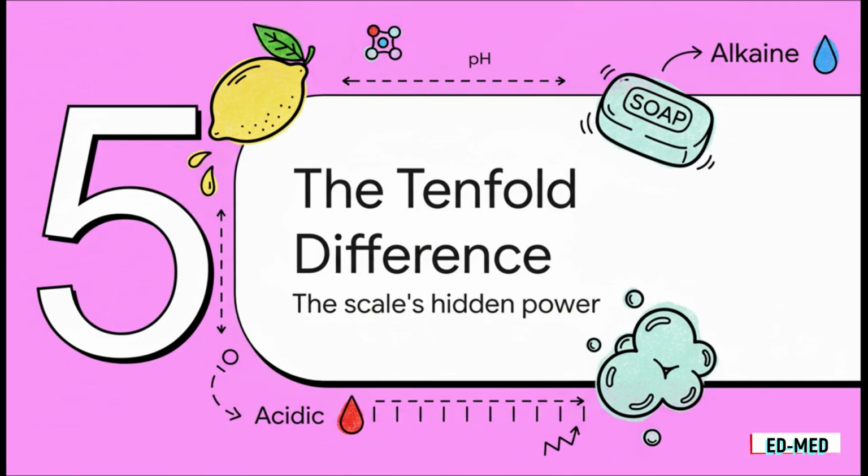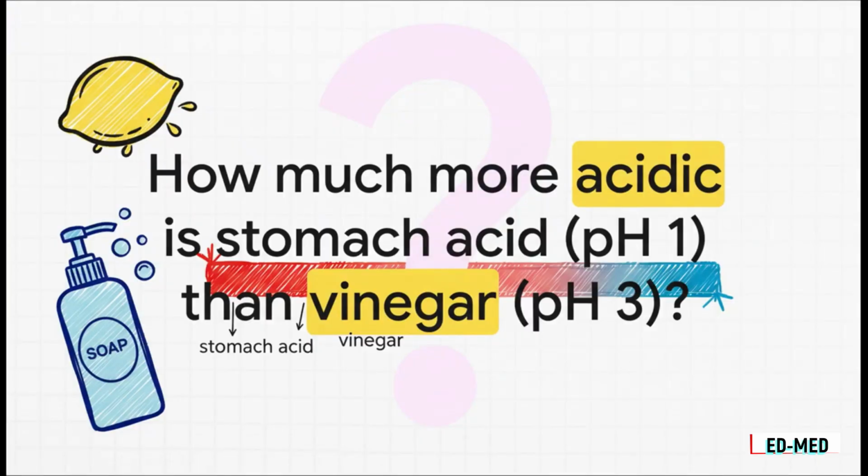Now, before we wrap this up, I want to let you in on the biggest and maybe most powerful secret of the pH scale. You might think that moving from a pH of, say, 3 down to a pH of 2 is just a small step, but you'd be mistaken. There's a hidden power in these numbers. Let's actually put this to the test.